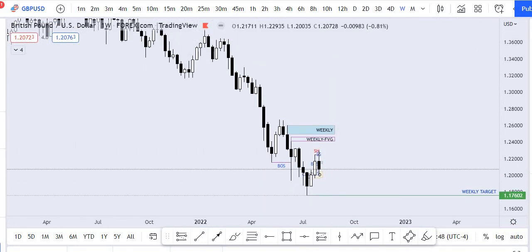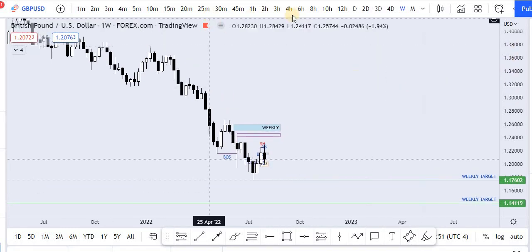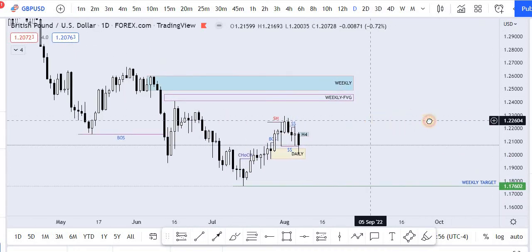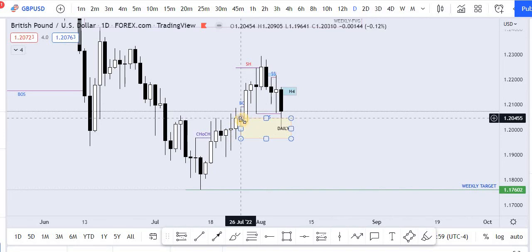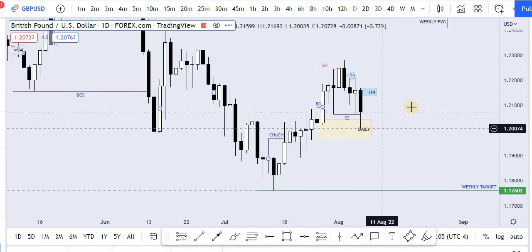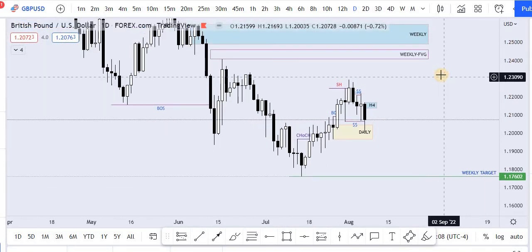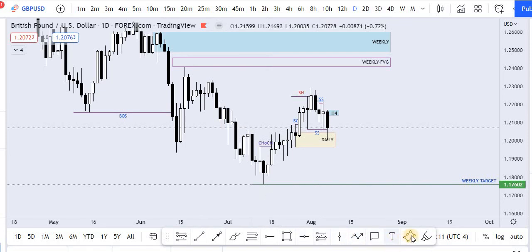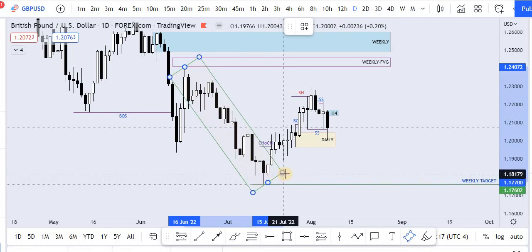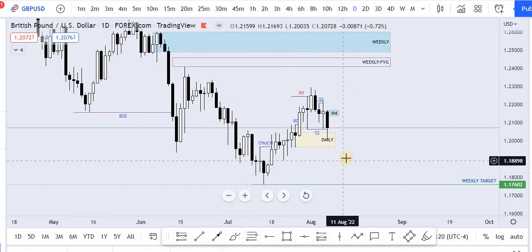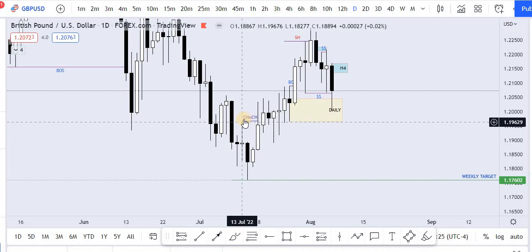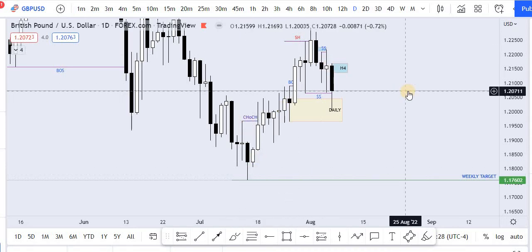Then after that, we just simply scale down to the daily. On the daily, what can we see? You can see this daily demand zone, and we have this liquidity inducement. On the daily too, we can see that this short-term downtrend switched to an uptrend when we violated this short-term high that is here. So we are now bullish.